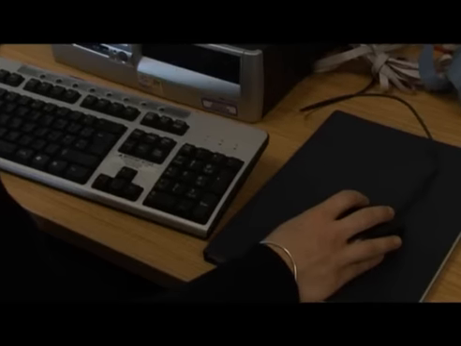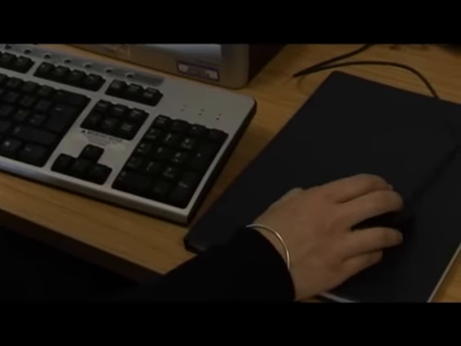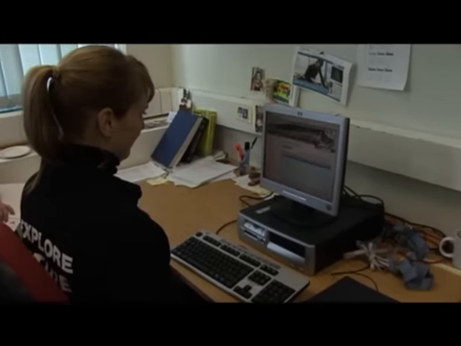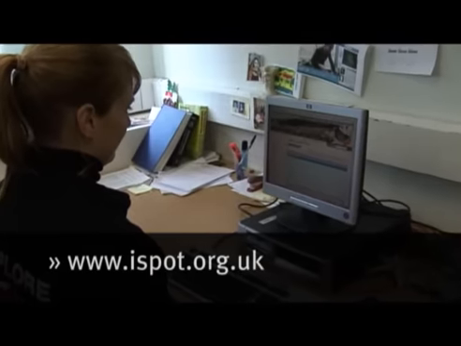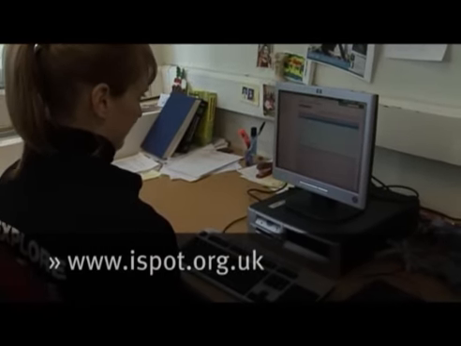More information about what your results mean can be found in the accompanying workbook. If you would like help with lichen identification, visit the iSpot website, www.ispot.org.uk, or use the links on the OPAL web pages.